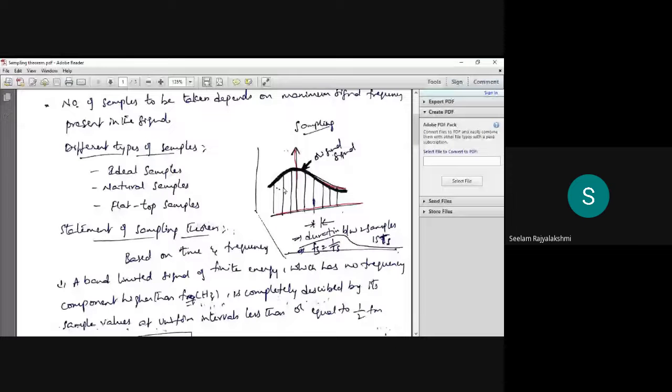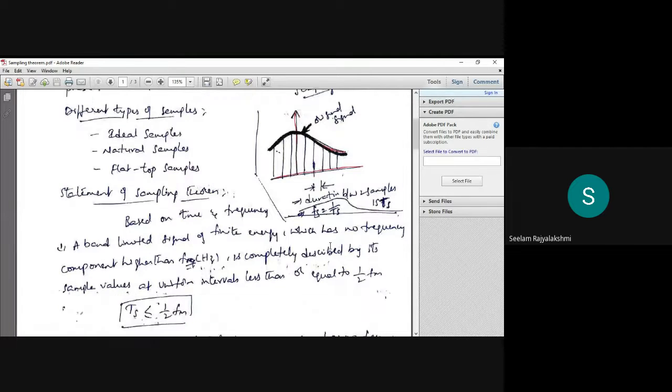Here this is the original signal, and these are the samples, the number of samples, and this is the distance between each sample. The duration between two samples is Ts, and as I told you, fs equals 1 by Ts. According to the statement of the sampling theorem, which is based on time and frequency, the duration between two samples Ts is less than or equal to 1 by 2 fm.